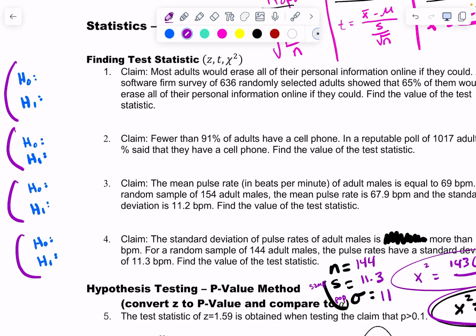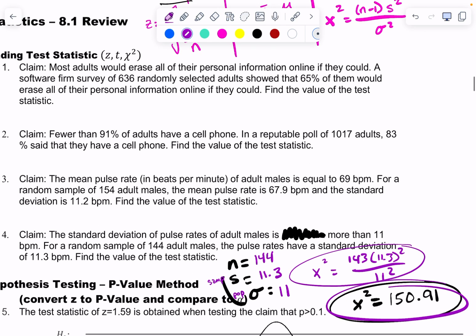You guys should have these test values done, but let's talk here like which one you're doing, okay? Claim. On number 1, it says most adults would erase their personal information online if they could. They had 636 randomly selected adults, which you should have down for your N, right? And they showed that 65% of them would erase all personal information. What is 65? That is P hat. 0.65 is P hat. Okay, what are we comparing to? What's like the P value? Most, 0.5, right?